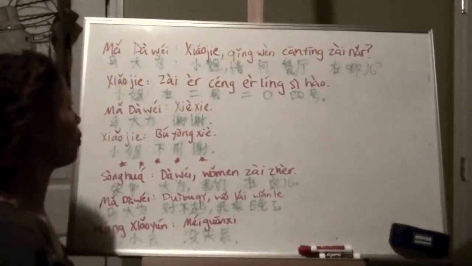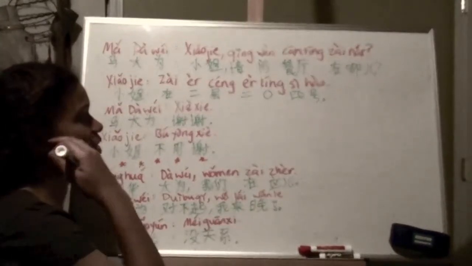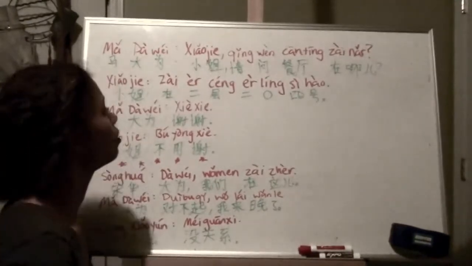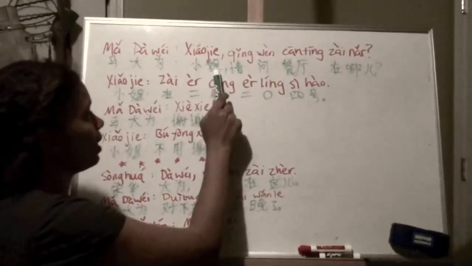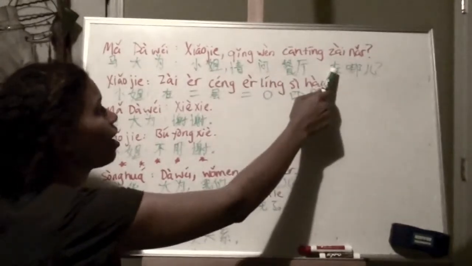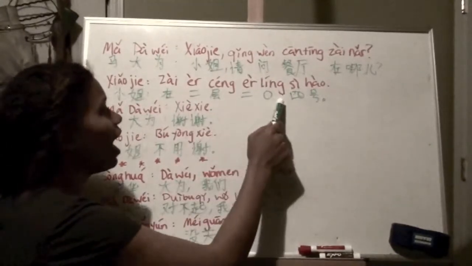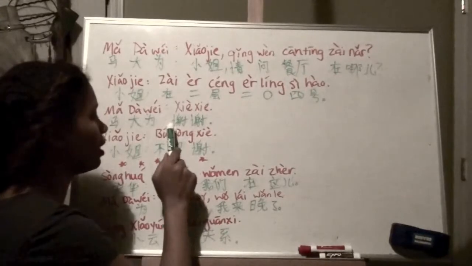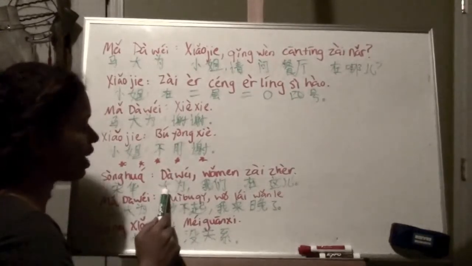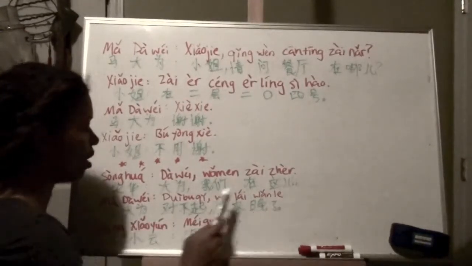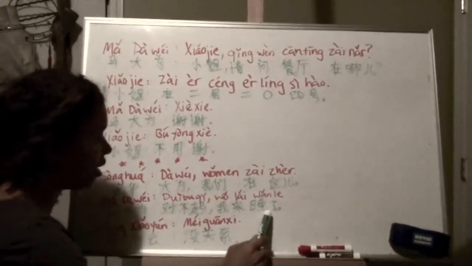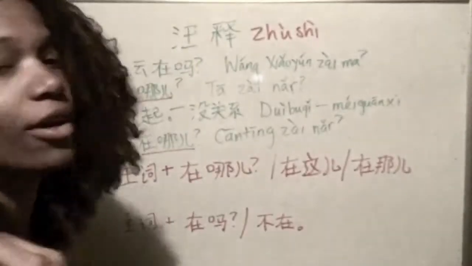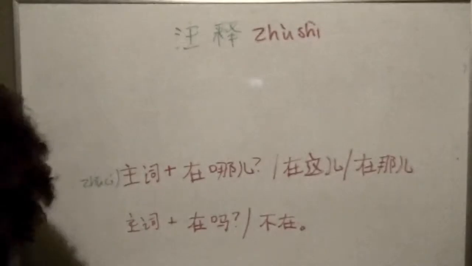So now I'm going to read it as if it's being read quickly, or as if it's being spoken instead of being read. 小姐，请问餐厅在哪儿？在2层204号。谢谢。不用谢。大为，我们在这儿。对不起，我来晚了。没关系。 注释. So now we're going to go over 注释 or notes.